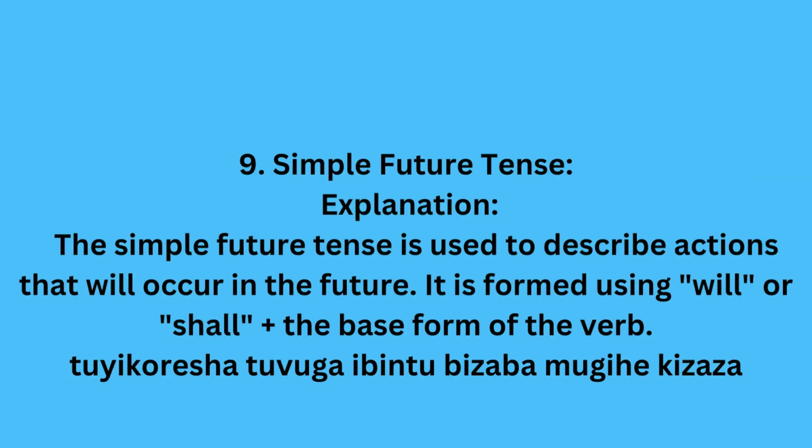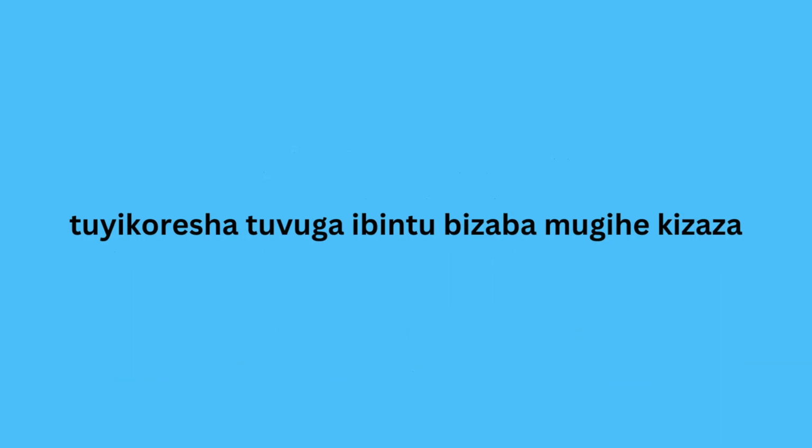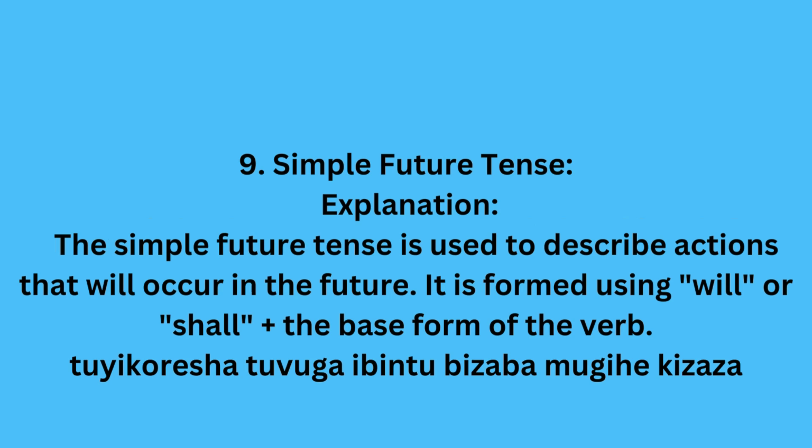Okay, igihe cya 9 tugiye kwiga. Igihe cya 9 cyitwa simple future tense. Simple future tense bakita inzagihe mu Kinyarwanda. The simple future tense is used to describe the actions that will occur in the future. It is formed using will or shall plus the base form of the verb. Ibi bivuze ngo iki? Biravuze ngo inzagihe ni igihe twifashisha turimo kuvuga ibintu bizaba mu gihe kizaza.